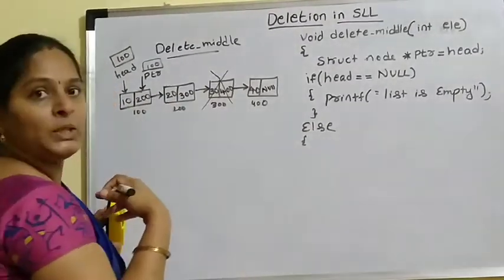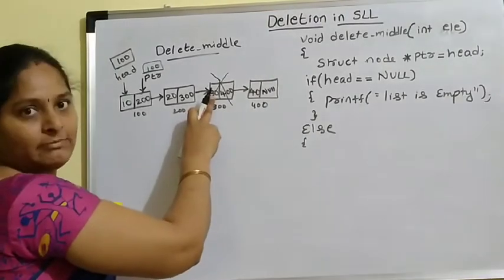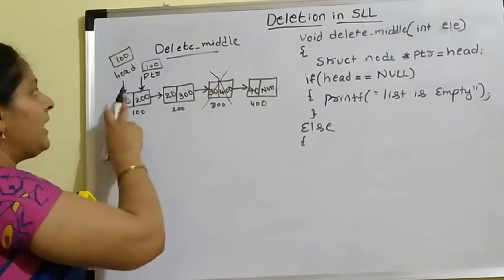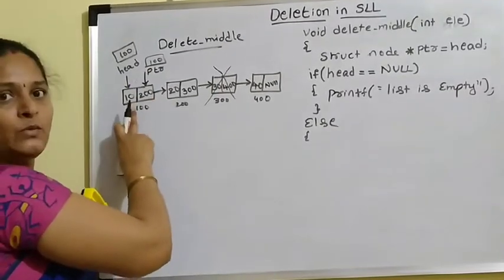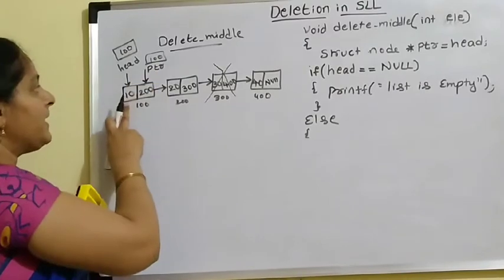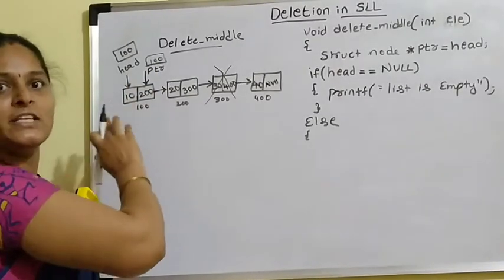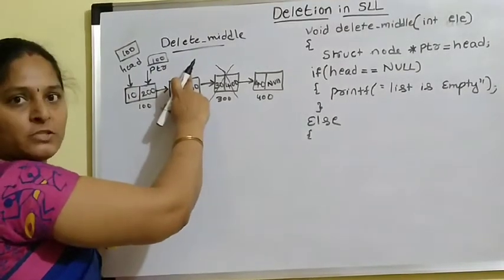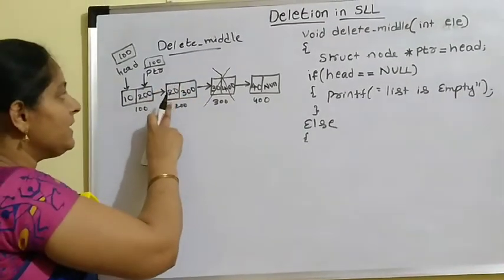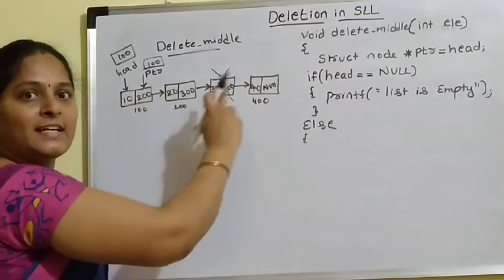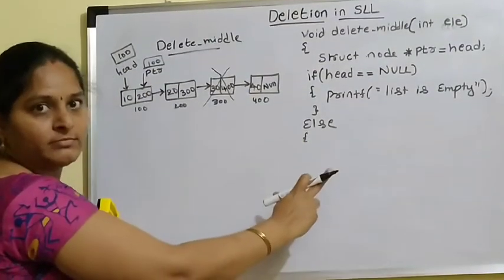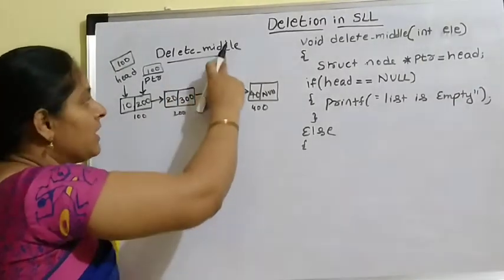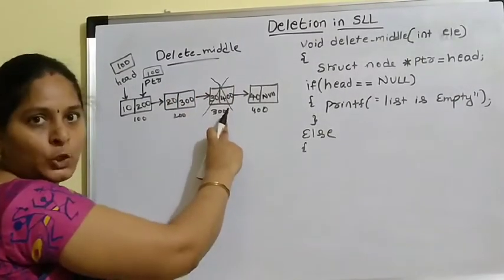What data do we want to delete? We want to delete node 30, data 30. Now I am comparing PTR data with 30. Here PTR data is 10, so PTR data is not 30. In that case, I need to move PTR to the next position. Now PTR data is 20, and 20 is compared with our deleting element 30. That is not matched, so move PTR to the next position. Now PTR comes to the third node position.